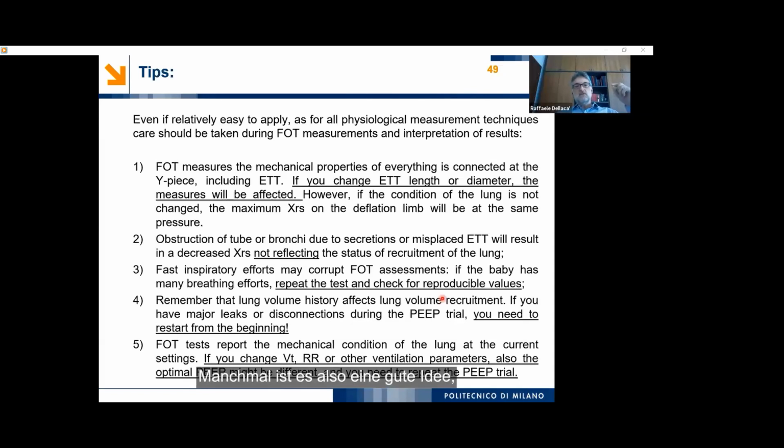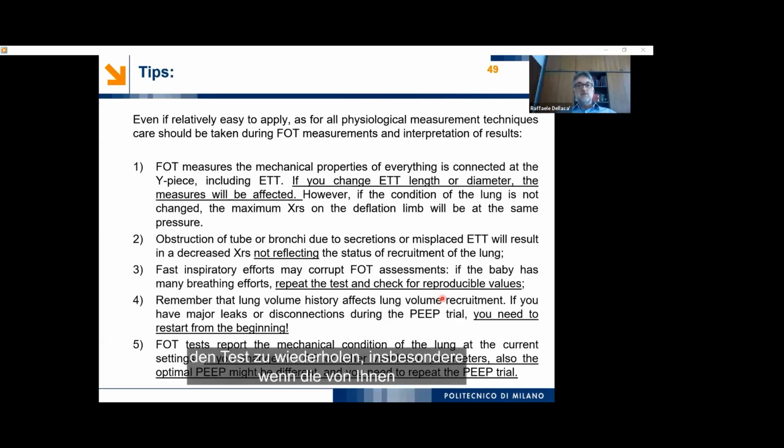So sometimes it's a very good idea to repeat the test, especially when you see strange behavior of the curve, the shape of the curve that you are producing.